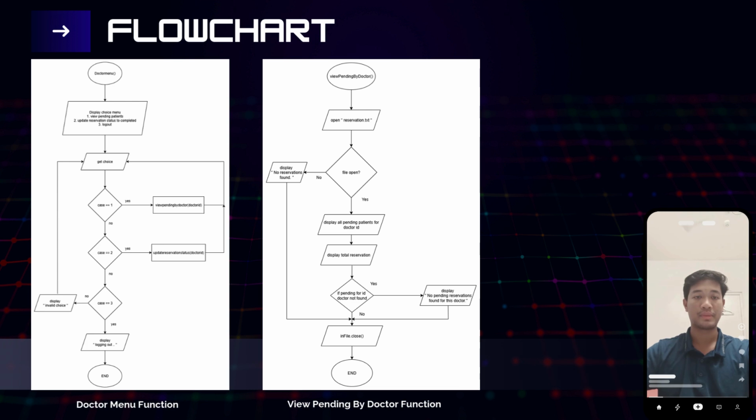And then for the view pending by doctor function, first, it will open the file, which is reservation.txt. If the file is open, it will display all pending patients for the doctor ID and display the total reservations. And then, if pending for the doctor ID is not found, it will display no pending reservation found for this doctor. If not, it will close the file and end. But if the file is not open, it will display no reservation found, and then the file is closed and it will end.